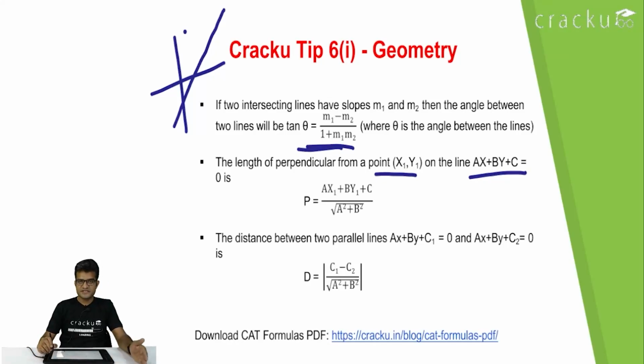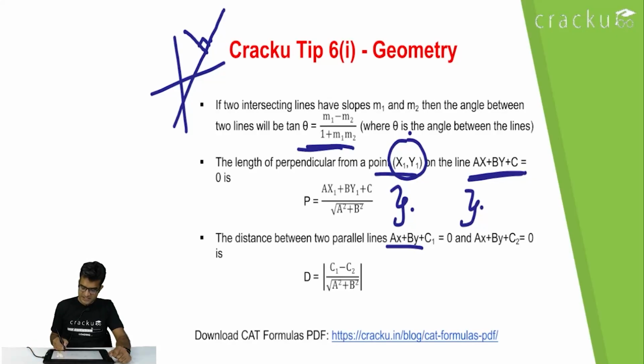Now what is the distance of this point from this line? This perpendicular distance can be calculated using this formula. You just substitute the coordinates of the point in the equation of the line, and then you divide it by the square root of a square plus b square, that is the squares of the coefficients of x and y, and you are going to get the perpendicular distance of a point from a line. This is an important formula in coordinate geometry. You would definitely do well to remember it.